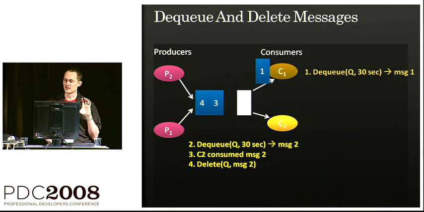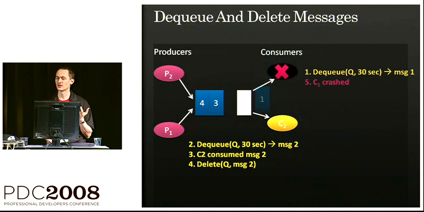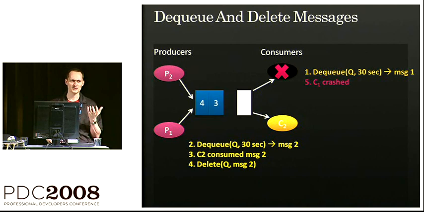Now, consumer 1 is processing message 1, but it's not yet done processing it. And before it finishes, it actually fails. C1 crashes. So what do we do? What we want is to provide our workers a way to continue processing messages and make sure that each of the messages are processed to completion.